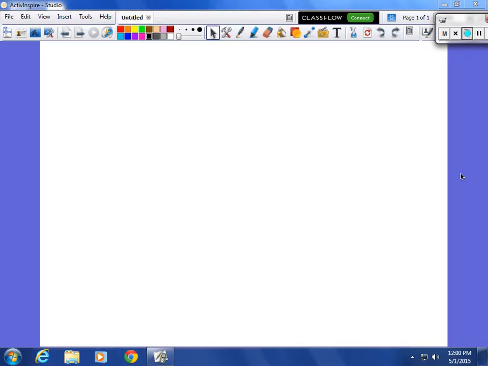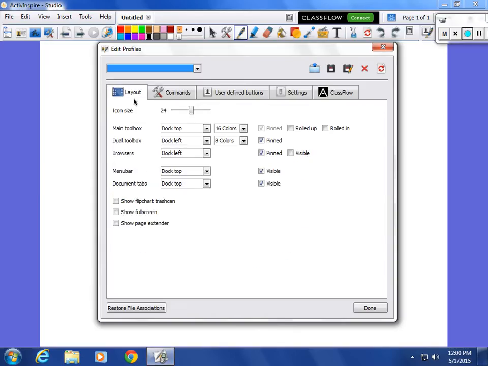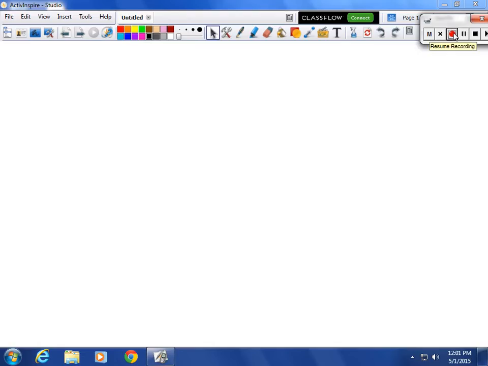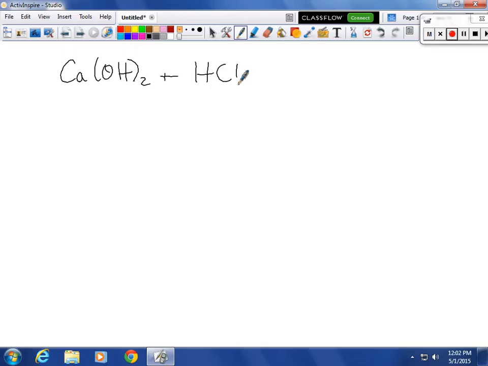Reacts with hydrochloric acid according to the following equation. So this one I'll make a little bit bigger so I have more room to write. So I have CaOH2 plus HCl yields CaCl2 plus H2O.